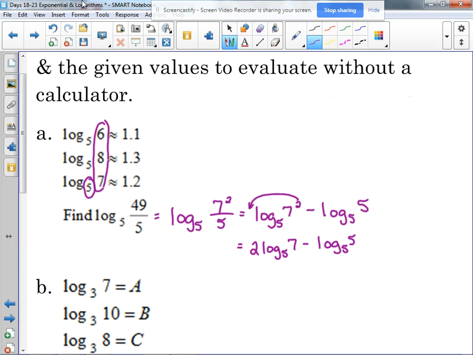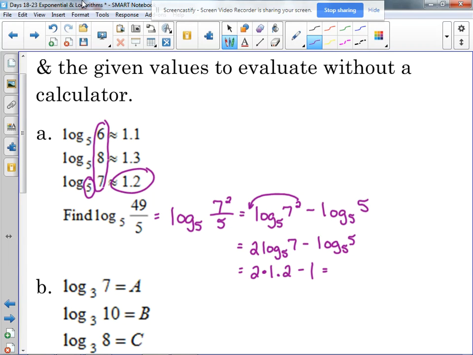Now, log base 5 of 7, they gave me that. It's 1.2. So I've got 2 times 1.2, because log base 5 of 7 is equal to 1.2, so I'm going to replace it. Now, log base 5 of 5, they didn't give it to me, but let's think about what a logarithm means. It means that your base raised to some power is equal to what's inside of the logarithm. So 5 raised to some power is equal to 5. What's that power? 1. Log base 5 of 5 is equal to 1.